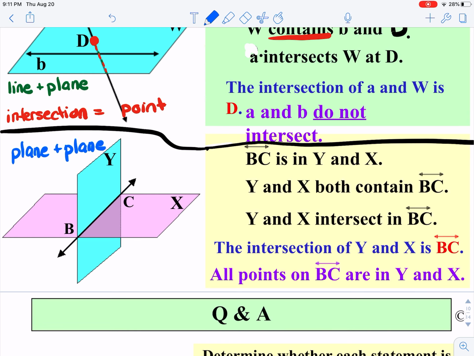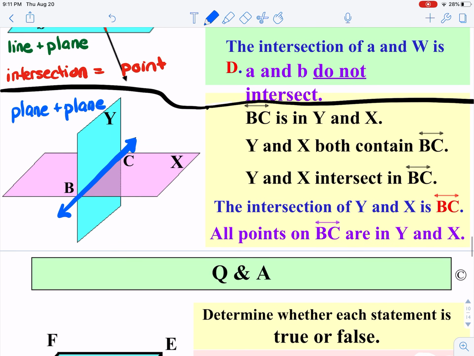Okay, now this right here is the point of intersection. Well, actually, it's not a point. It is a line. Two planes always intersect at a line. It's the only time the intersection is a line, when you have planes intersecting. Now, BC is in both of the planes, okay? Plane Y contains BC. Plane X contains line BC. So Y is like the turquoise teal one. X is the purple one, the horizontal one. They both intersect at the line.